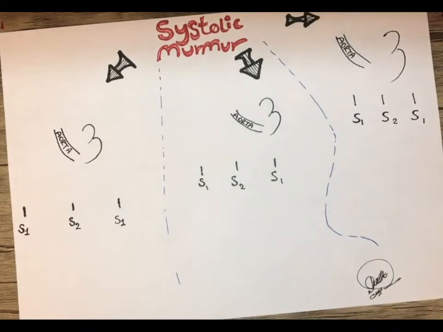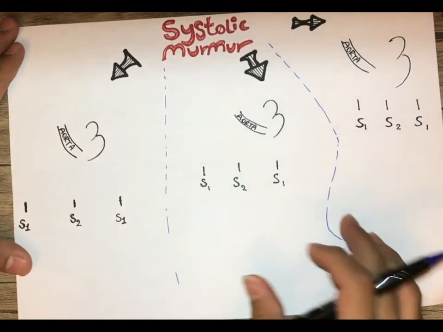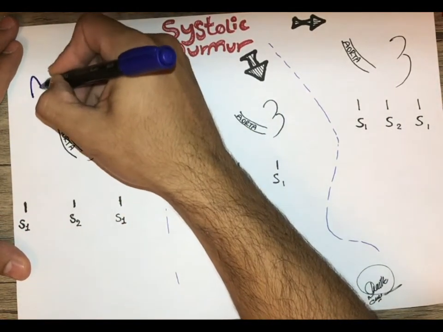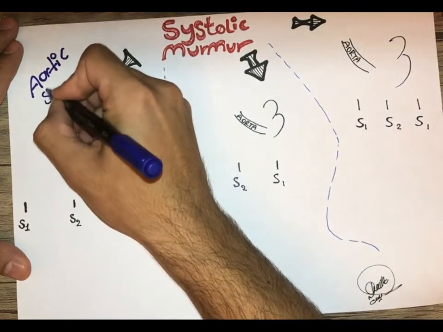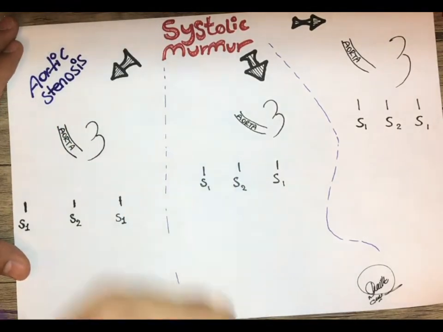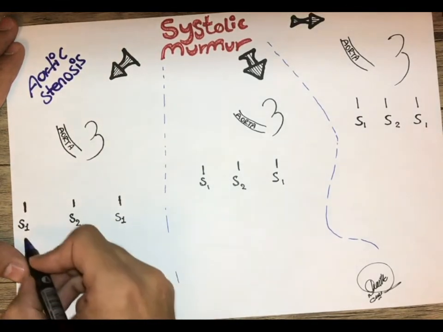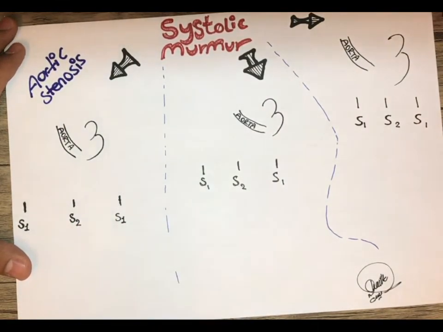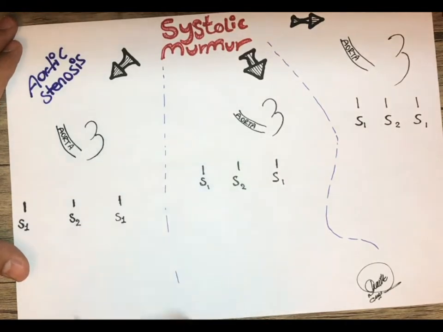So talking about systolic murmur, we have 3 cases to talk more about, starting with aortic stenosis. So we have S1, S2, and S2, S1. This is systole and this is diastole. As we're talking about a systolic murmur, the murmur must be here, between S1 and S2.